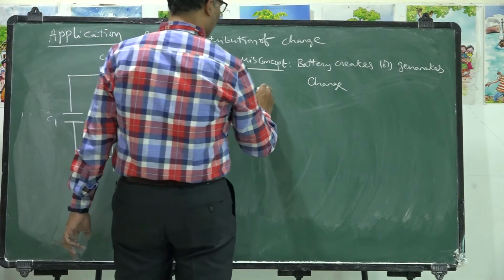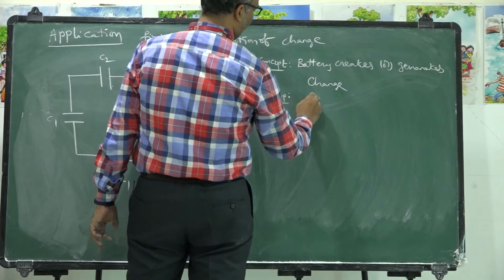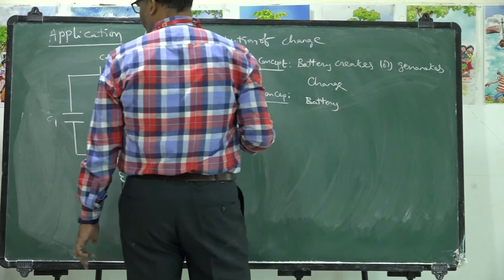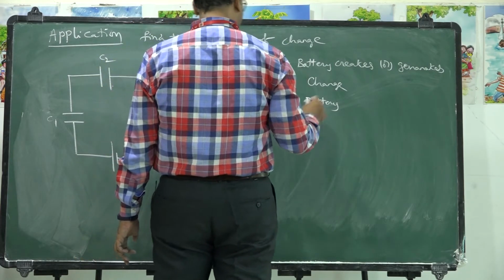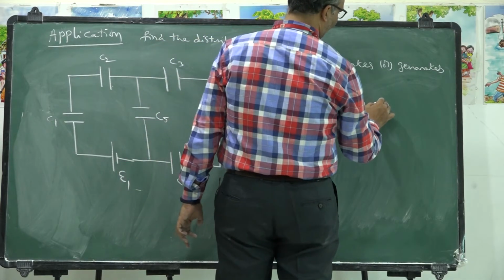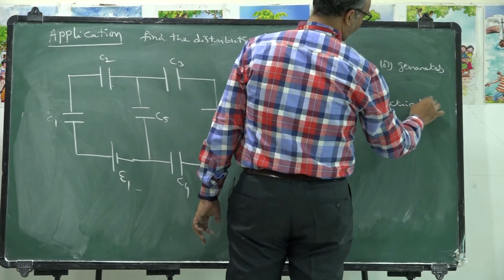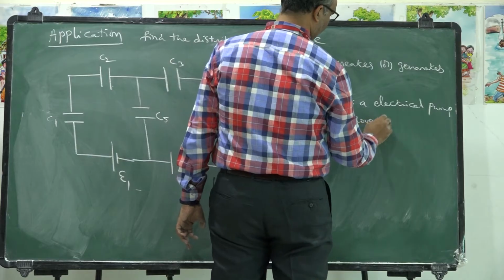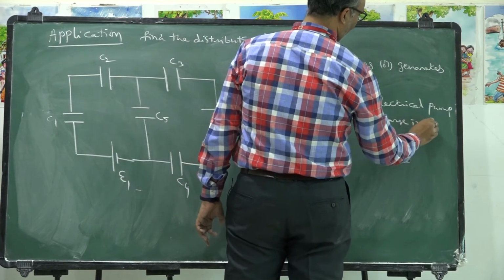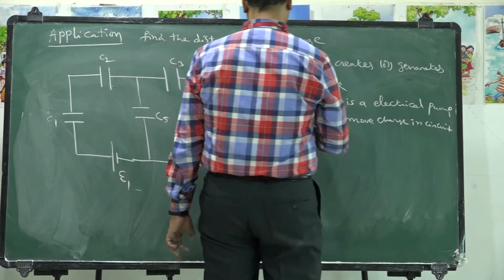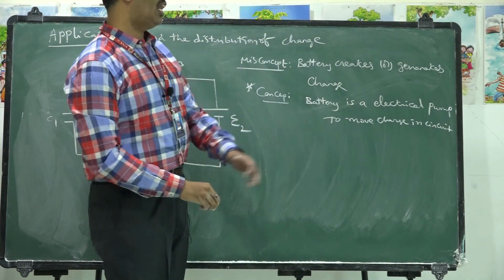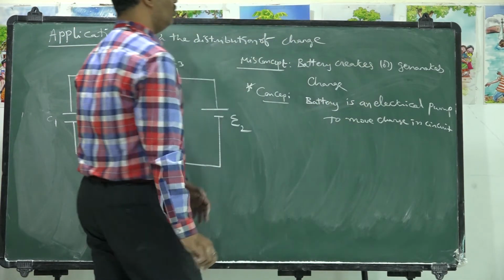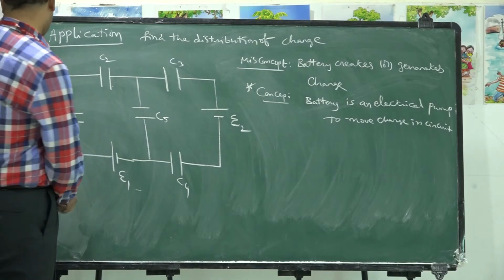So battery, what is the concept? Battery is an electrical pump to move charge in a circuit. So you remember this point. This is very, very important. Battery is an electrical pump to move the charge in a circuit.